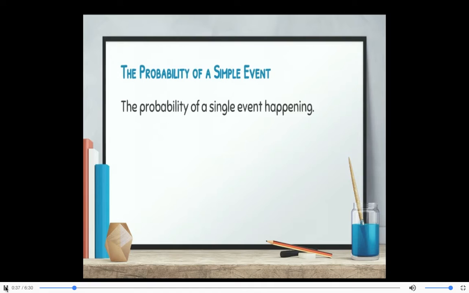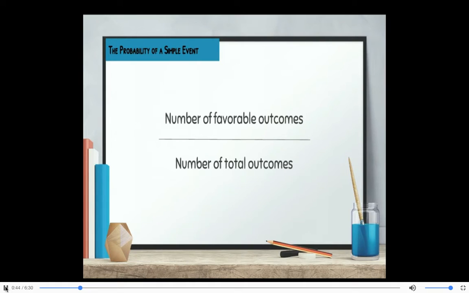The probability of a simple event. This is the probability of a single event happening. When finding the probability of an event occurring, we'll use the formula number of favorable outcomes over number of total outcomes. After calculating this probability, your answer will need to be in simplest form.